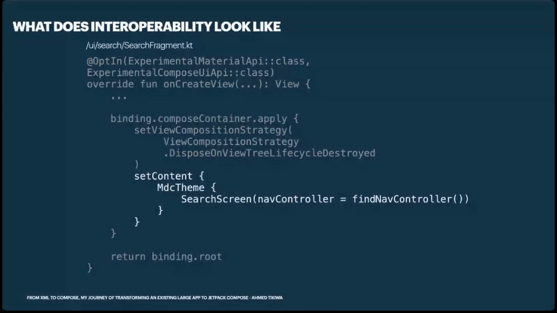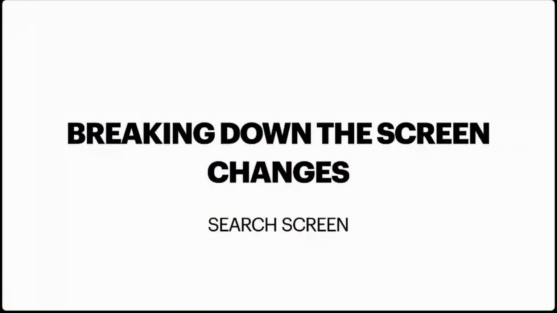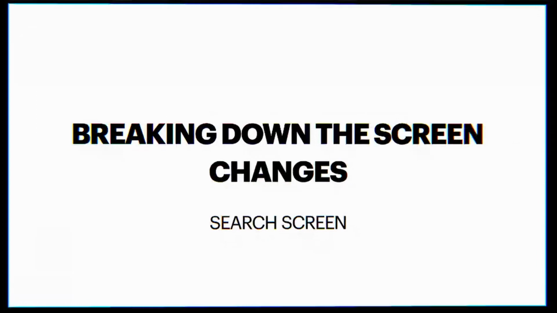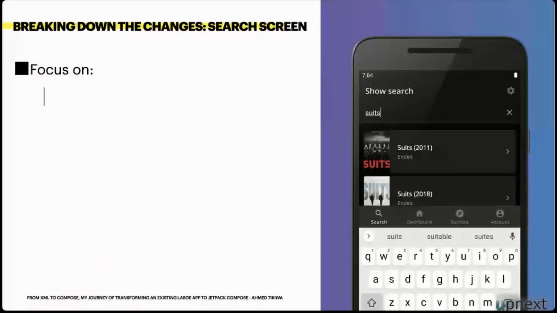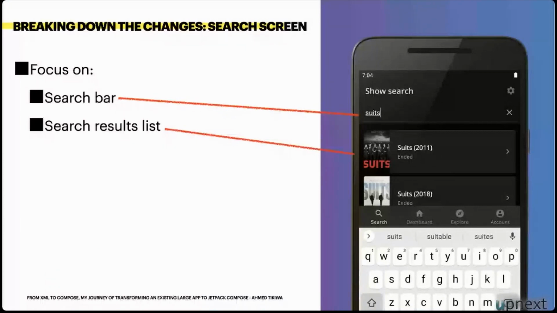So, breaking down the changes, starting off with the search screen. My focus on the search screen was the following. I needed to update the search bar to be a composable, and update the search results list, where I create a composable representing a single result item, and then display the list of these single result items, or composables representing a search result item. Then I will remove the recycler view adapter, its view holder, and item layout.